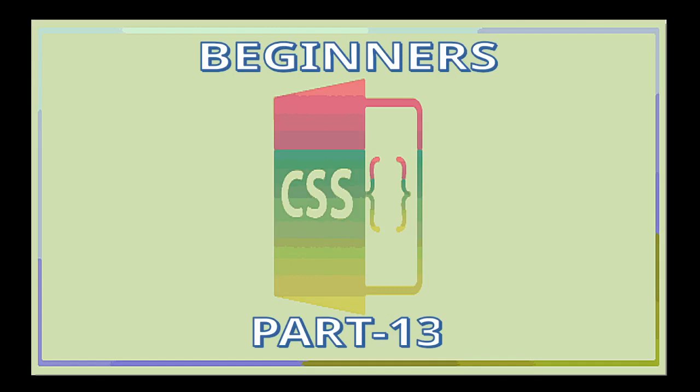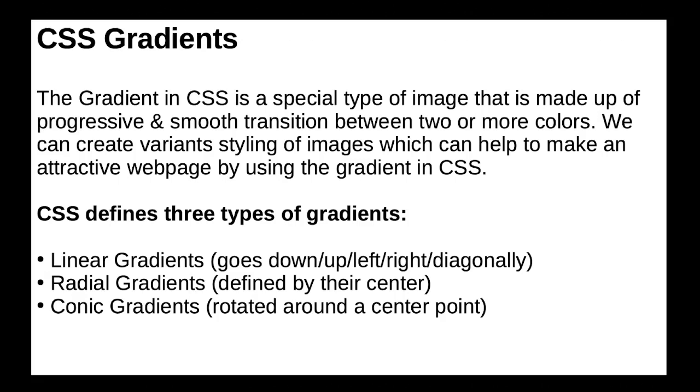So in this video I am going to discuss CSS Gradient. The gradient in CSS is a special type of image that is made up of progressive and smooth transition between two or more colors. We can create various styling of images which can help to make an attractive web page by using the gradient in CSS. CSS defines three types of gradients: linear gradient, radial gradient and conic gradient.